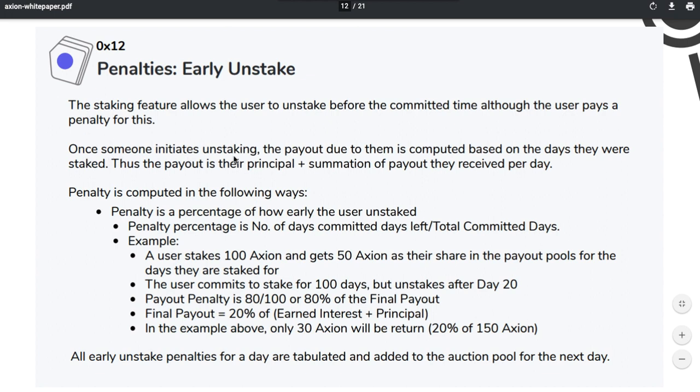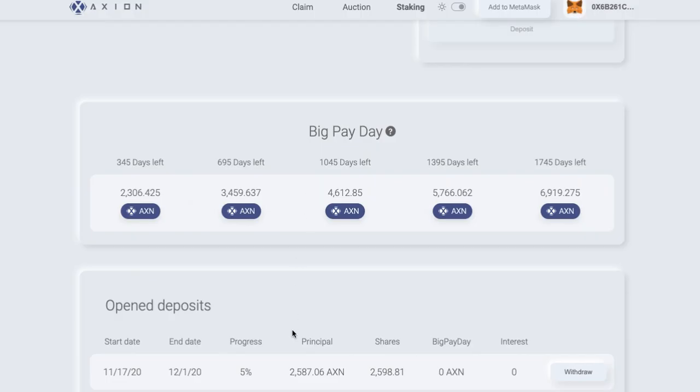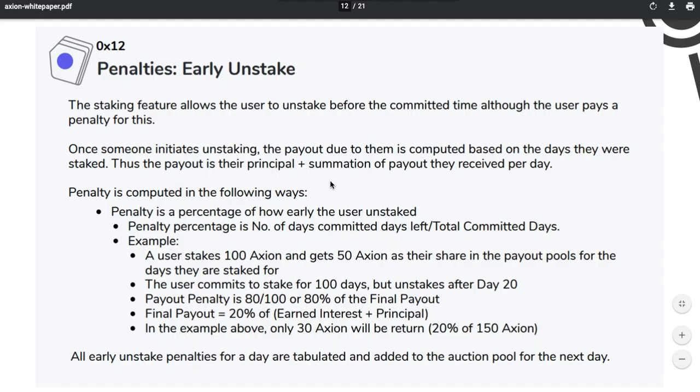Once someone initiates unstaking, the payout due to them is computed based on the days they were staked. Thus the payout is their principal plus the sum of payout they receive per day. So let's have a look at how the penalty is calculated. A penalty is a percentage of how early the user unstaked. The penalty percentage is the number of days committed minus days left, so how long it's got left, versus the total committed days, the total period that you put on. This one over here is for 14 days, so it's currently day 2.